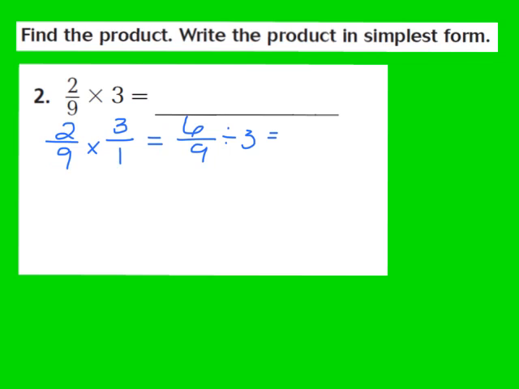So I'm going to go ahead and divide both those numbers by 3. And I know that 6 divided by 3 is going to give me 2. So I'm now going to write that 2 as my numerator. And I know that 9 divided by 3 is going to give me 3. So I'm going to write that 3 now as my denominator. So when I multiply 2/9 times 3, my product turns out to be, in simplest form, 2/3. And we now have our answer.